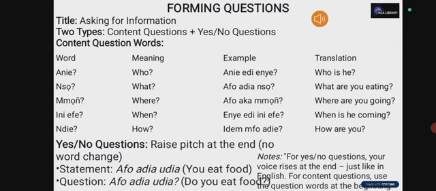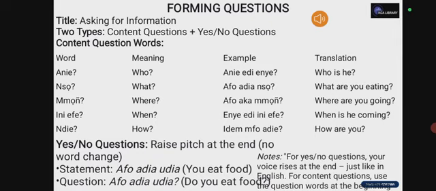Yes or no questions. To turn a statement into a yes or no question, you keep the words the same and use rising intonation at the end. You can also add a particle ku at the end for clarity, especially in writing. Example statement, Efo idia yudia means you eat food. As a question, Efo idia yudia, with rising tone, means do you eat food? You can add ku, Efo idia yudia ku. It means the same thing and signals a question more clearly.